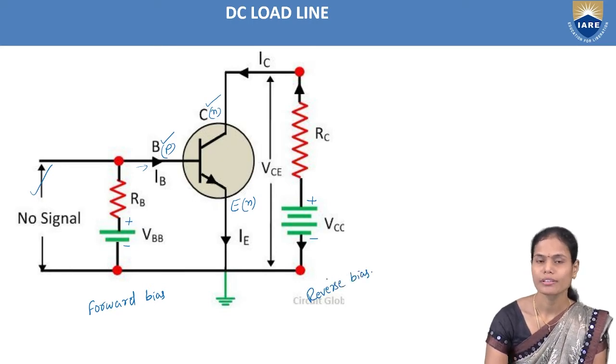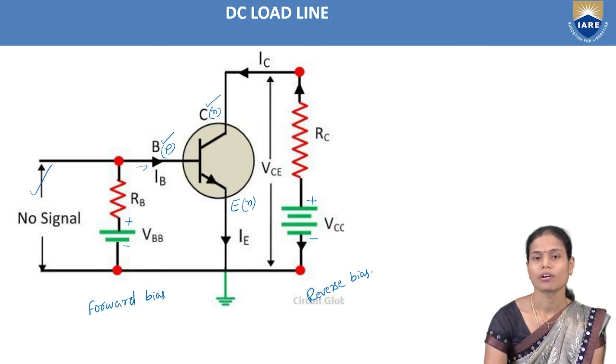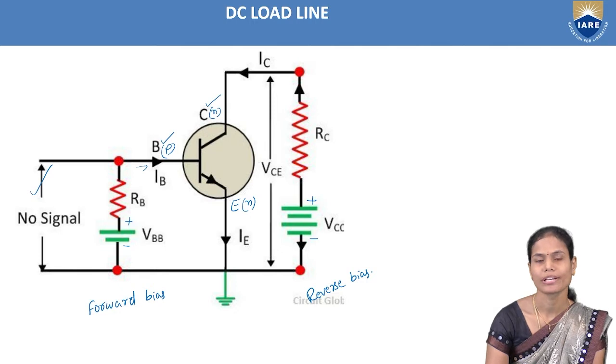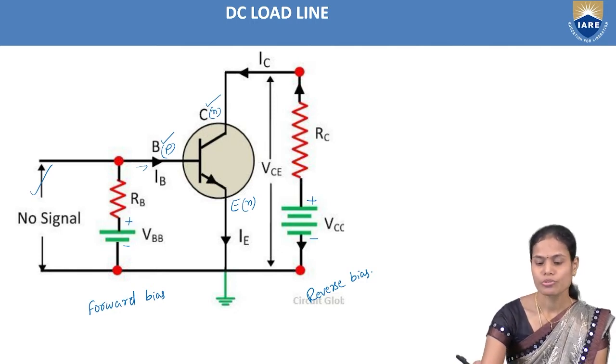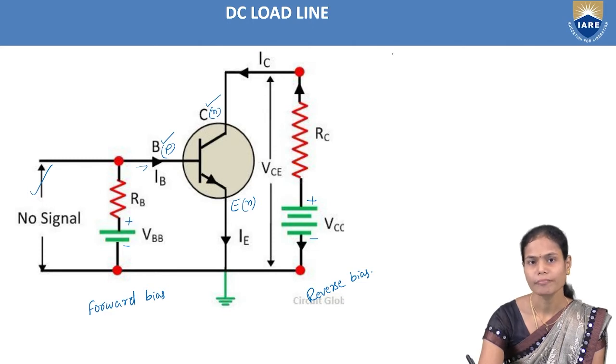Once we are providing the forward bias to the input port and the reverse bias to the output port, the amplifier will operate in the active region. Once the transistor is operating in the active region, it will provide faithful amplification. Okay, so to draw the DC load line, we are applying KVL to the circuit here.